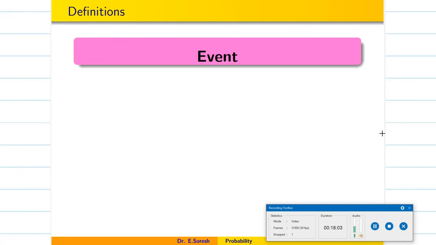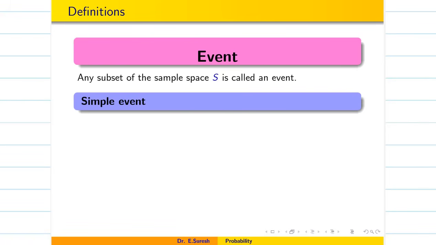So next we are going to see what is meant by event. In the sample space, as I said, when you throw a die, we are going to have all the possibilities 1 to 6. So now what is meant by event?